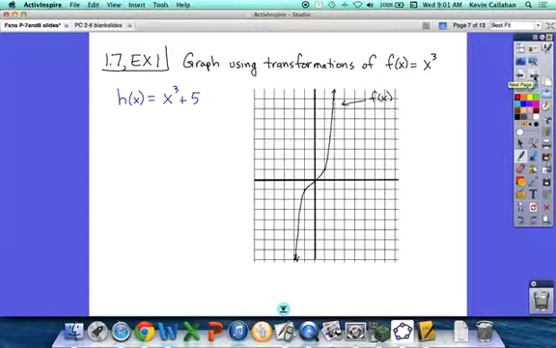What would be, this is the parent function x to the third. What is the shift? Because we added 5 after the function. Because it's not inside the cubic, right? It's not x plus 5 in parentheses cubed. It's x cubed plus 5. What does that do to the graph? Up. Right? So that should have been up 5.